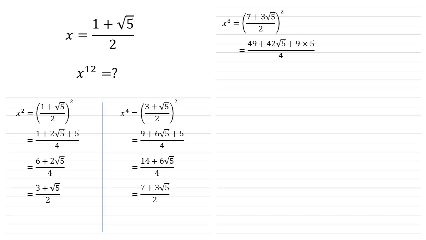Then the square of 3 root 5: the 3 squared is 9. Root 5 squared is 5, so we're multiplying them together. And that's all over 4. So simplifying, we get 94 plus 42 root 5 all over 4. Simplifying this, we get 47 plus 21 root 5 over 2.